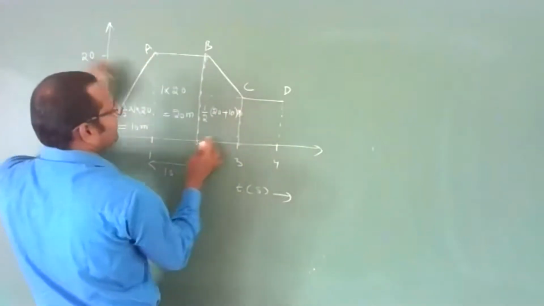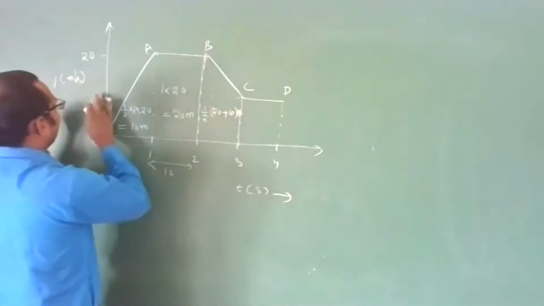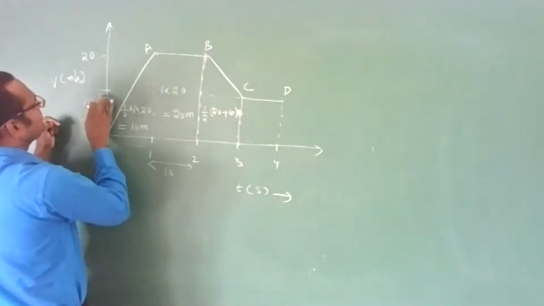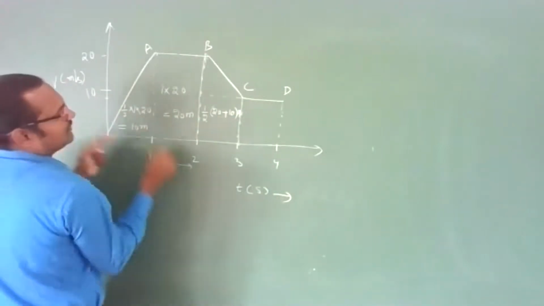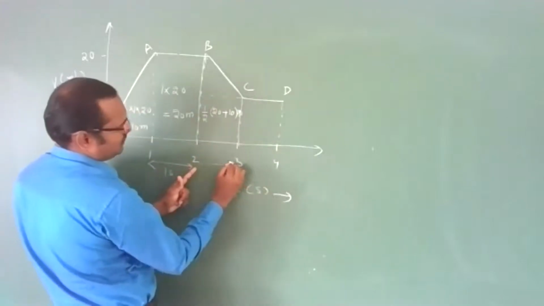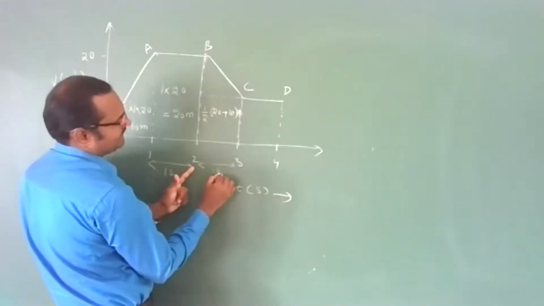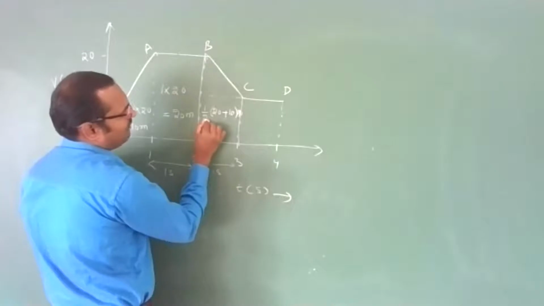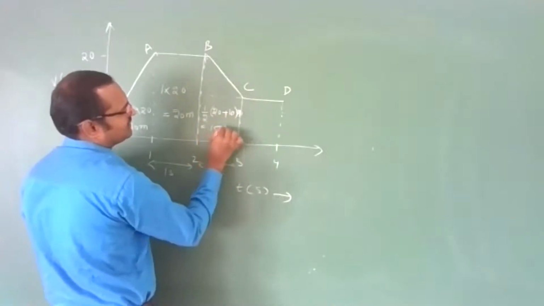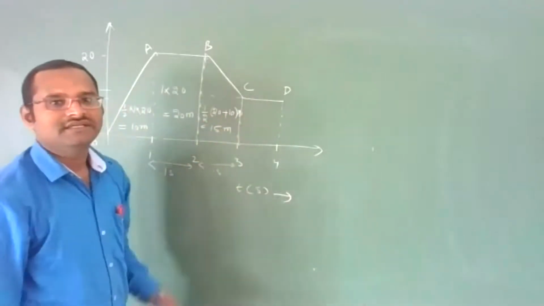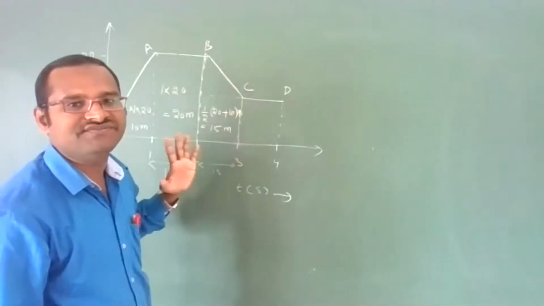This side is 20 given. This side is 10 given. Okay. This side is 10 given. So height is this, 3 to 2, is 1 second again. So you get half into 30, which means 15 meters. Correct? 20 plus 10 is 30. 30 by 2 is 15.